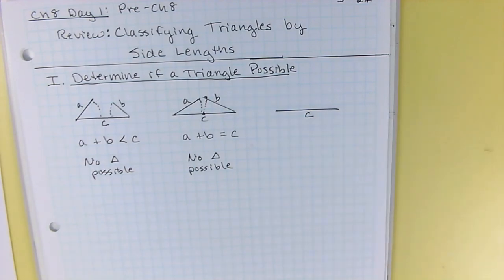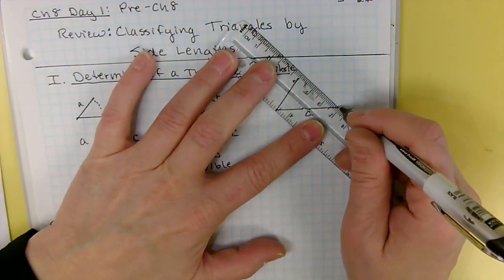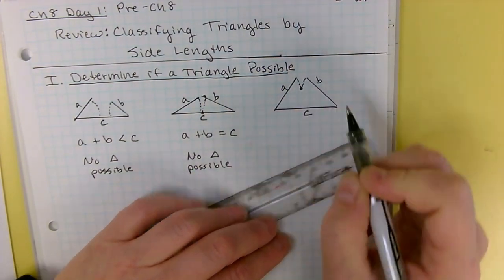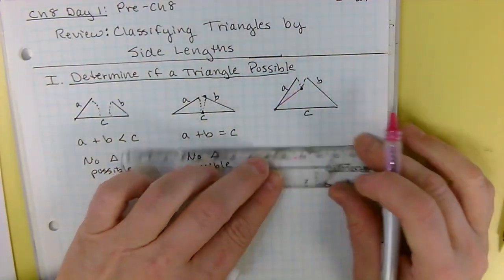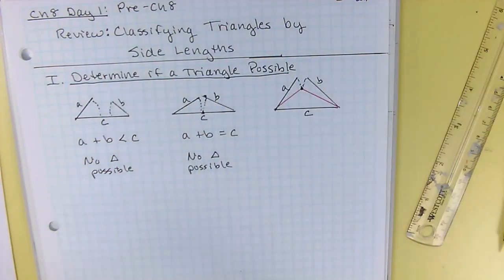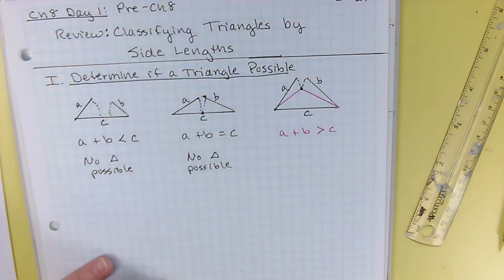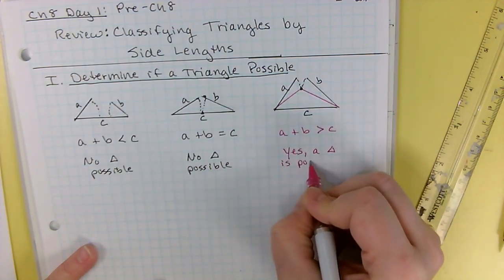So the trick to making a triangle, A and B have to be big enough that when they hinge together, they make a tent. They're so long that they touch above the C. So A and B have to be long enough that they actually do meet up above side C. So in this case, A plus B is greater than C. That's the only situation where, yes, a triangle is possible.